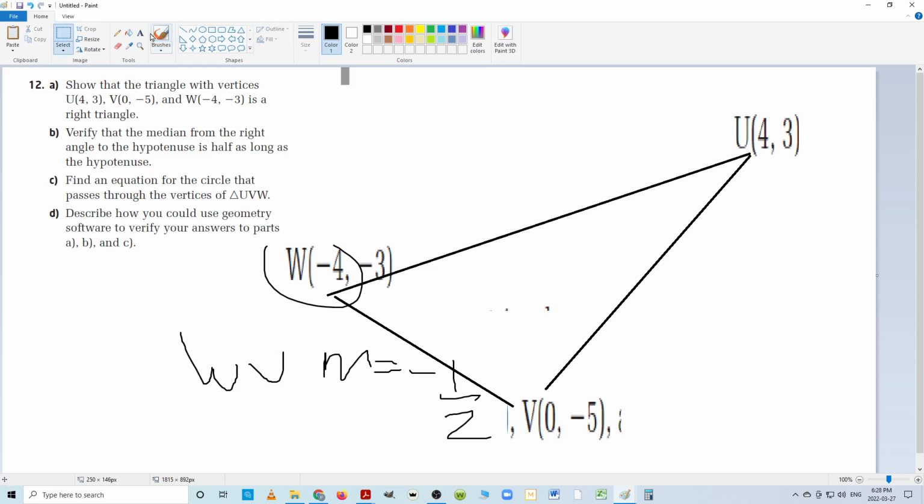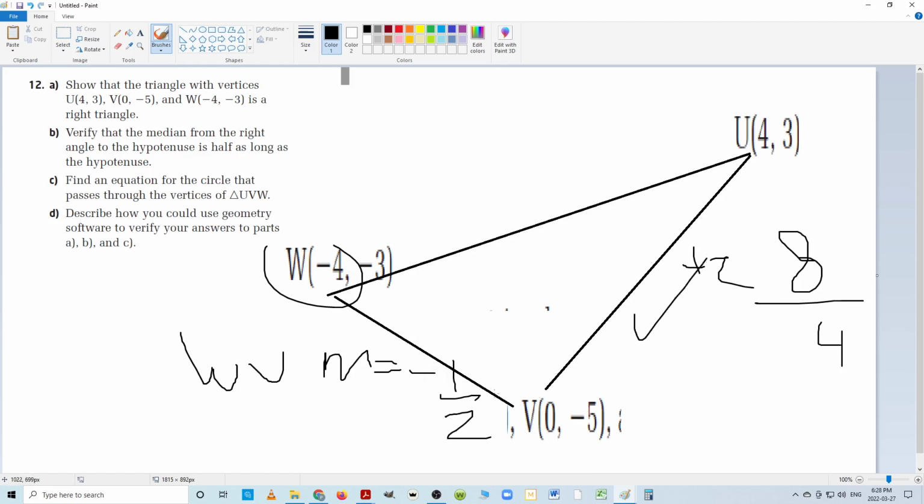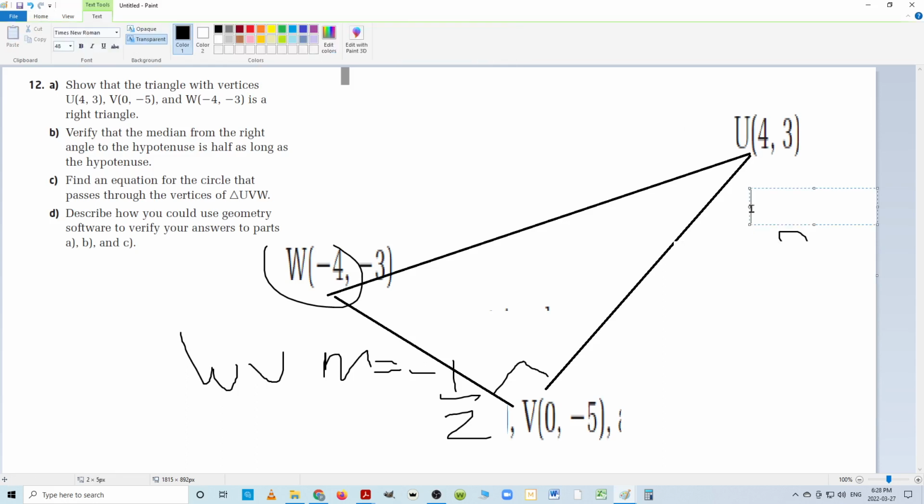Now, I've got to prove that this slope is perpendicular, and I'm going to use this one. So 3 minus minus 5 is 8, and 4 minus 0 is 4, and that's positive 2. And it's clear that minus a half is the reciprocal and change sign. So yes, that is a right angle triangle. Then you move on to the other thing. You might want to mark down the slopes just in case. So that means the slope of VU is 2.